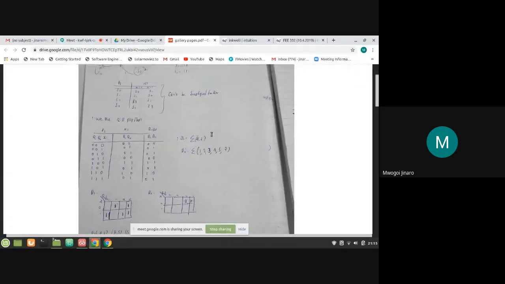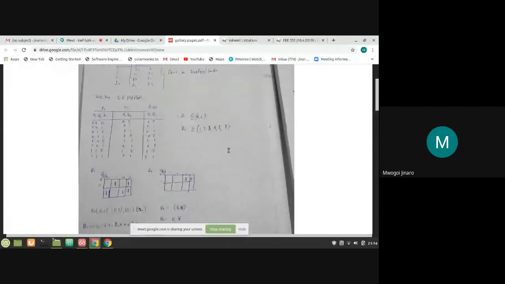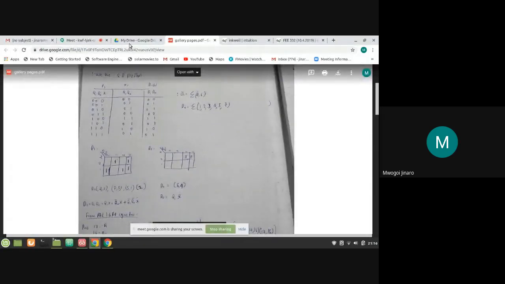I got D1 is the sum of 4 and 6, because it just appears as 1 here. And for D0, I got 1, 2, 3, 4, 5, and 7. But I saw someone else got something different here. So when you're going through the question, just check what you get here. But I think mine is correct. The other one must have been wrong.